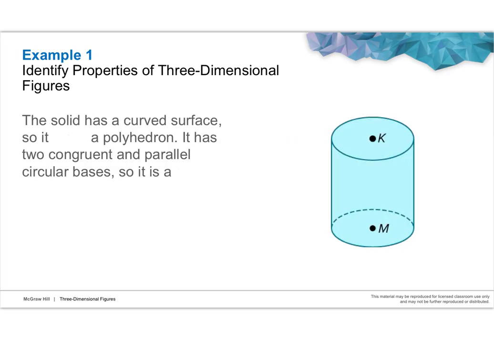The second solid we were asked to identify in example 1 is not a polyhedron. We don't see any polygonal surfaces. So this solid has a curved surface, so it is not a polyhedron, but it has two congruent and parallel circular bases. By the fact that it has two of those, we know that it is a cylinder.